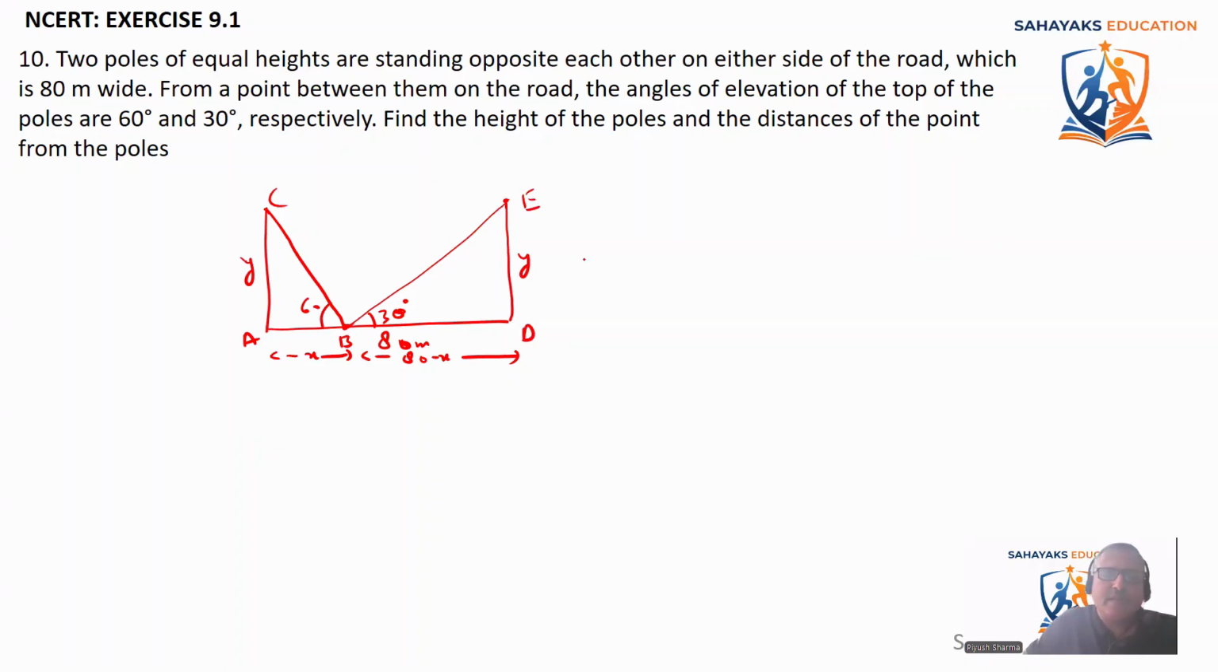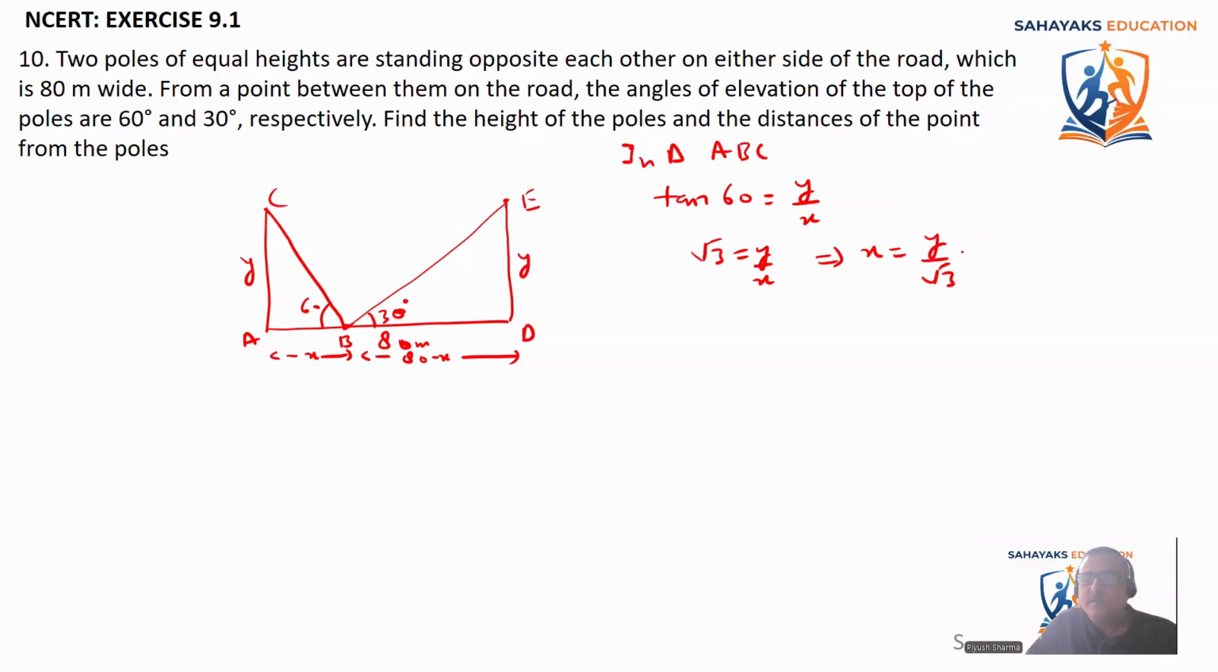So if I take the first triangle, ABC, in triangle ABC, I can say tan 60 is equal to Y by X. Tan 60 is root 3. So I'll say root 3 is equal to Y by X. And from here, X comes out to be Y divided by root 3.